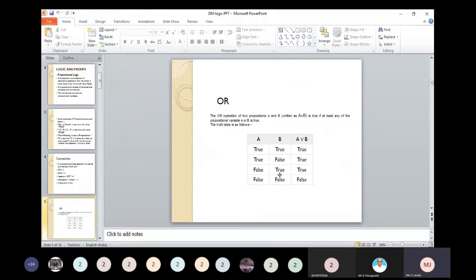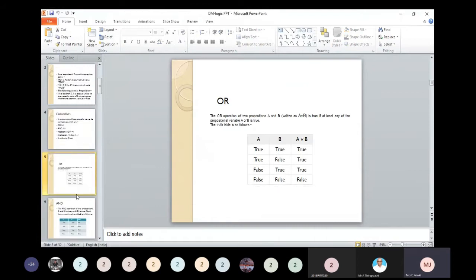The disjunction is defined so that if both propositions are false, then the disjunction of A and B is false. See the last line: if A is false and B is false, the result A or B is also false. And the remaining statements are true. If A is true and B is false, the result is true. And if A is false and B is true, the result is true. This is the OR statement.